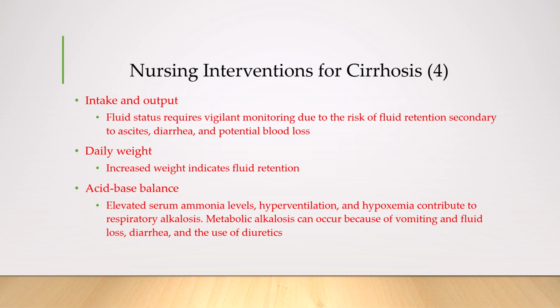And then we are going to monitor the acid-base balance. Elevated serum ammonia levels, hyperventilation, and hypoxemia will contribute to the respiratory alkalosis. Metabolic alkalosis can occur because of vomiting and fluid loss, diarrhea, and the use of diuretics.